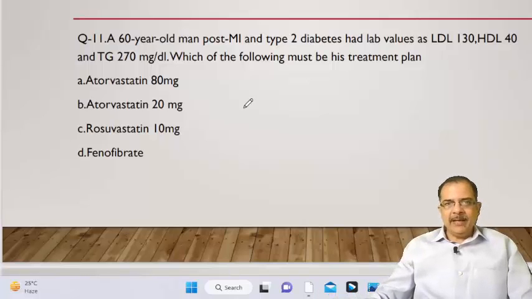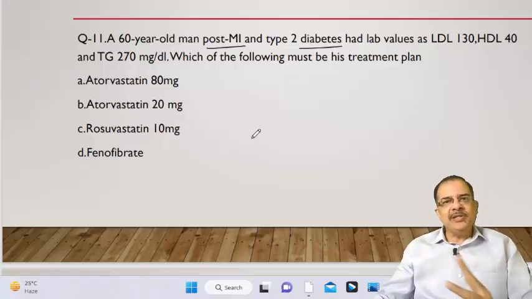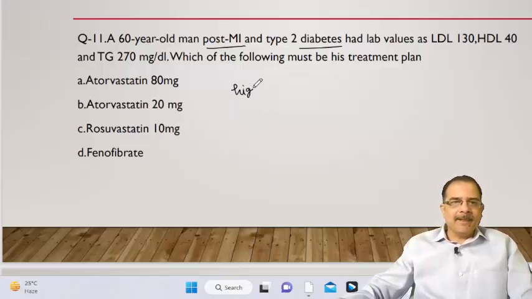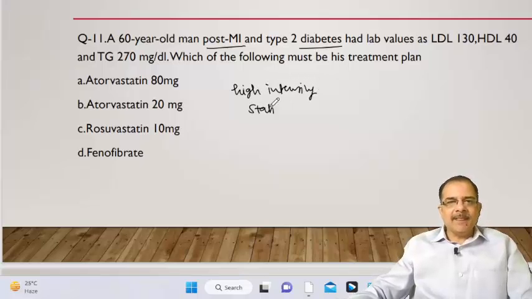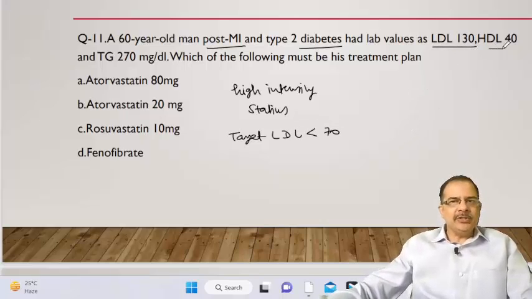A 60-year-old man post-MI, that means already a known case of atherosclerotic cardiovascular disease with diabetes. So any patient with a previous history of coronary artery disease with diabetes should be put on high intensity statins. High intensity statins. And the target LDL value should be less than 70.